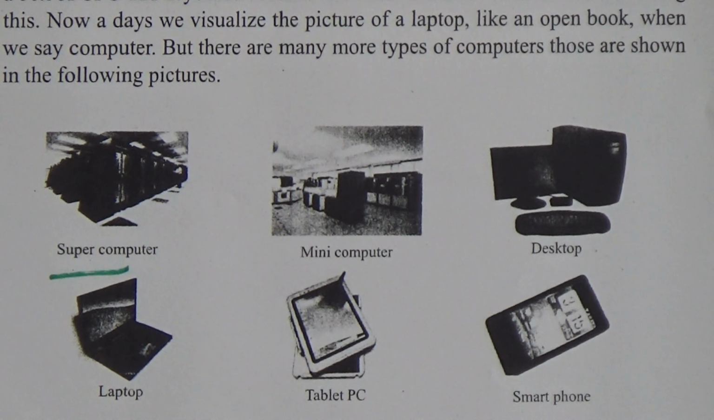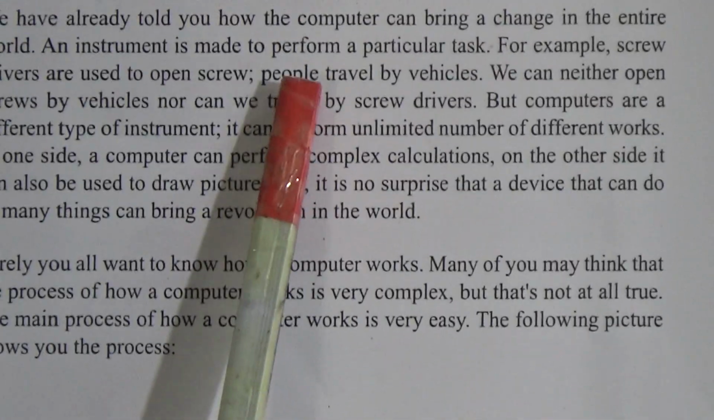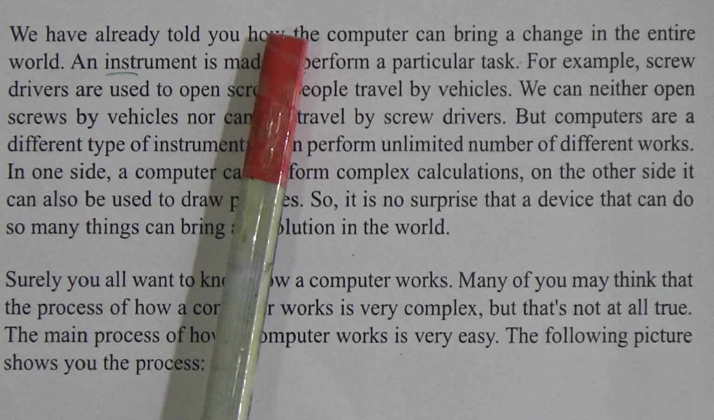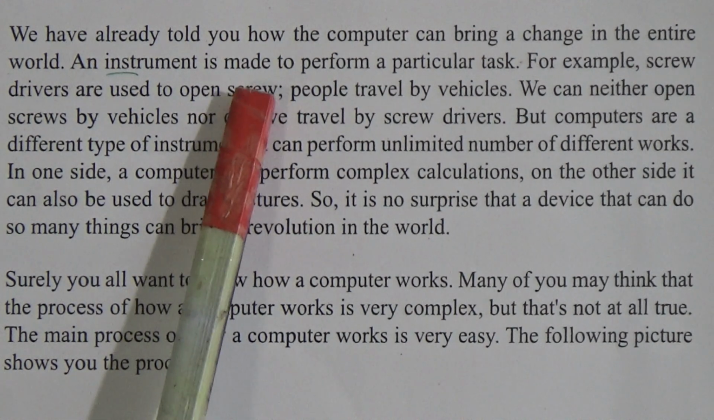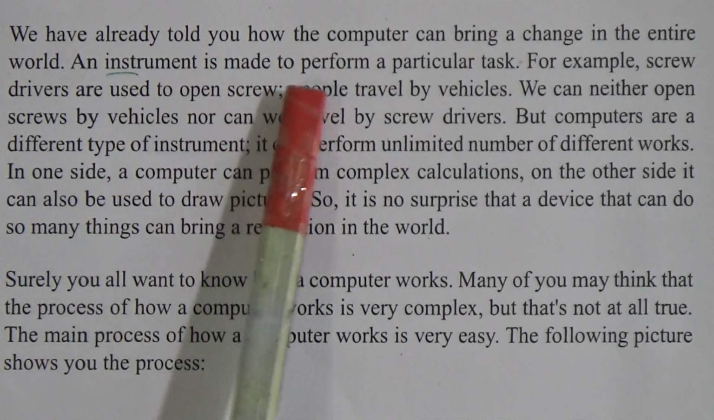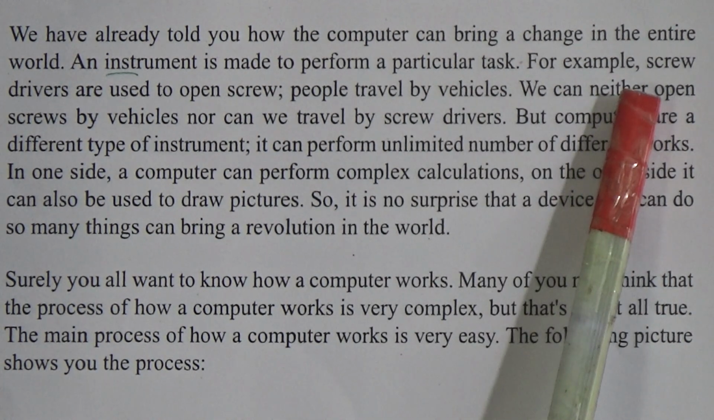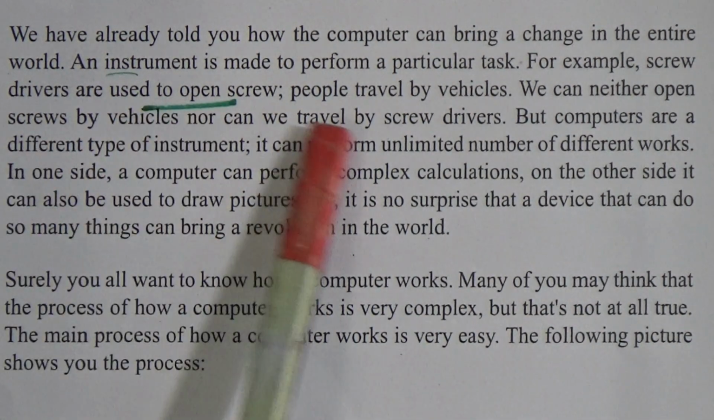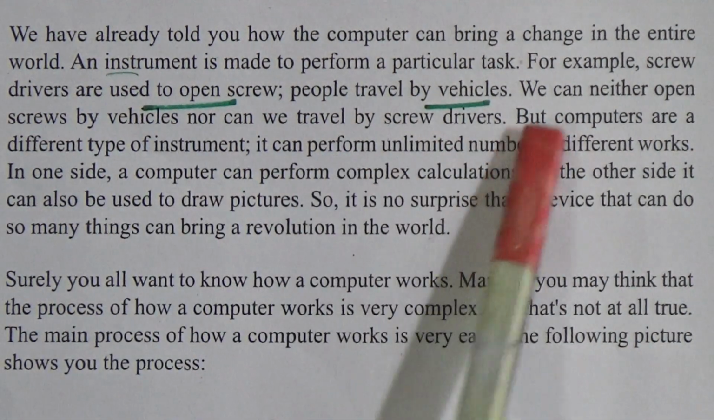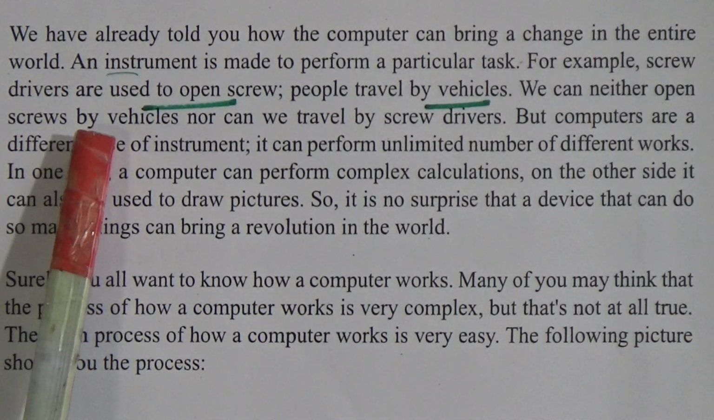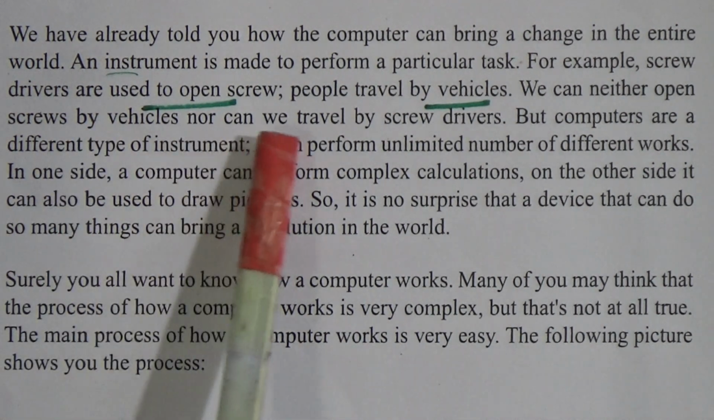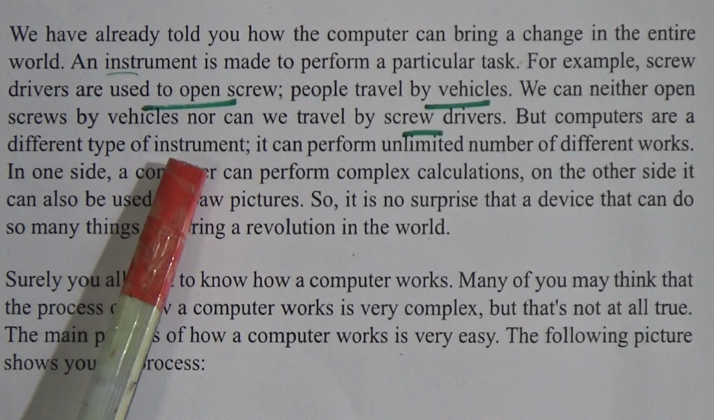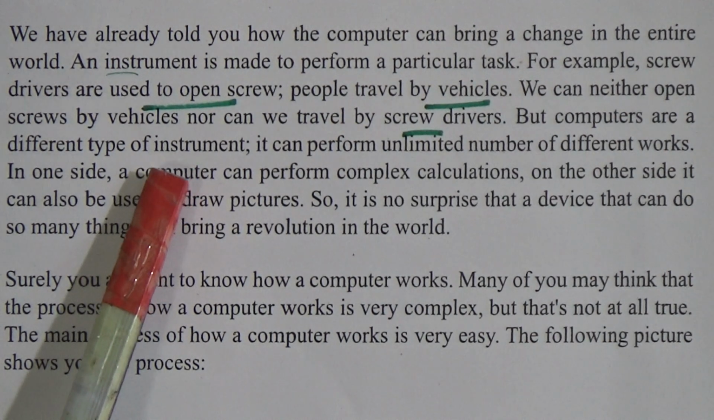An instrument is made to perform a particular task. For example, a screwdriver is used to open a screw. The work of a screwdriver is to open a screw. People travel by vehicles. You cannot open a screw by vehicles, nor can we travel by screwdrivers. So an instrument is used in a particular field.